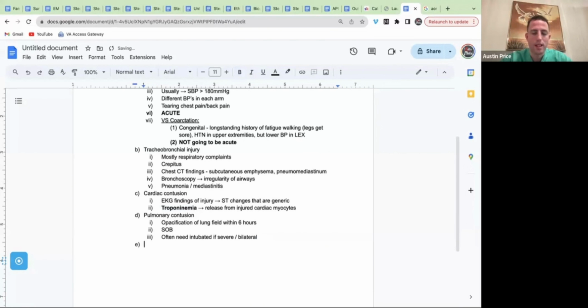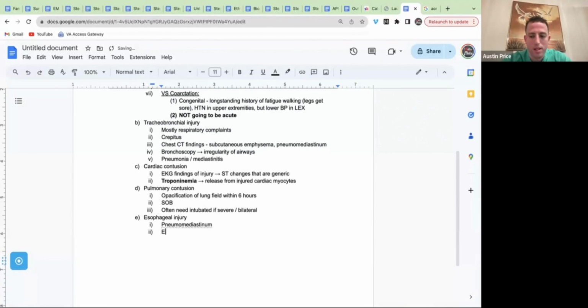Other things that are kind of in the same boat here would be an esophageal injury. These patients, you're going to see the same thing, pneumomediastinum that we talked about. These patients usually need an EGD. So get an esophagram or an EGD. Those are really the major things.